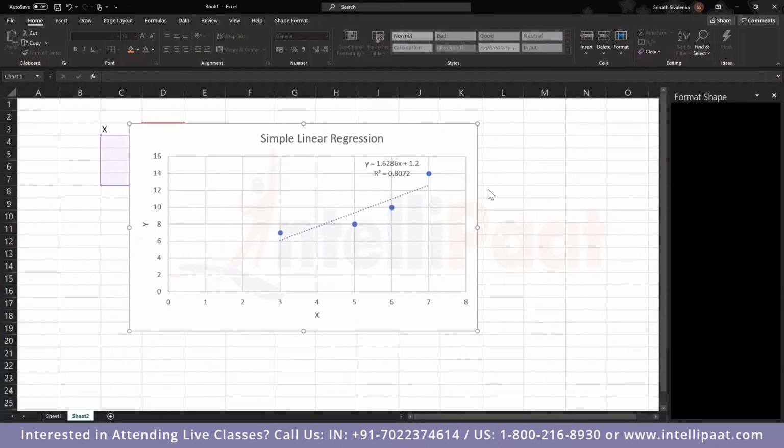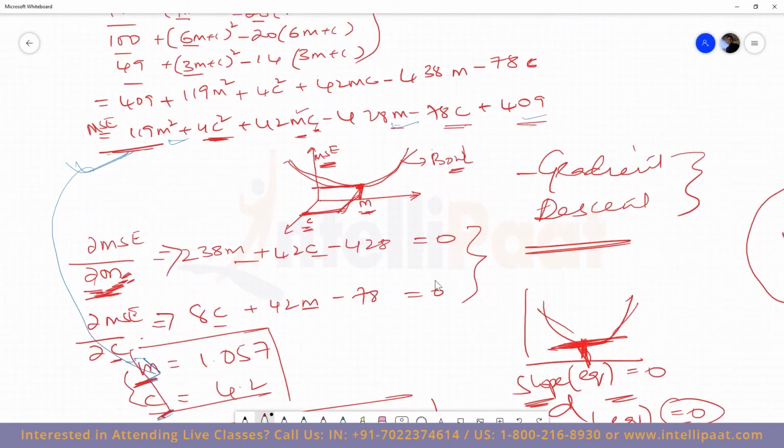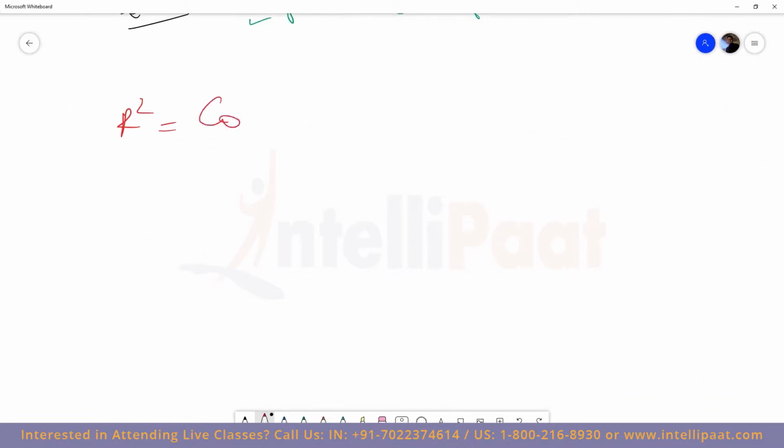This concept of R squared. If you observe over here, there's something called R squared. When you build a linear regression model, there are multiple ways of evaluating it. One of the most popular ways of evaluating the linear regression model is using this term called R squared. R squared is also referred to as the coefficient of determination.